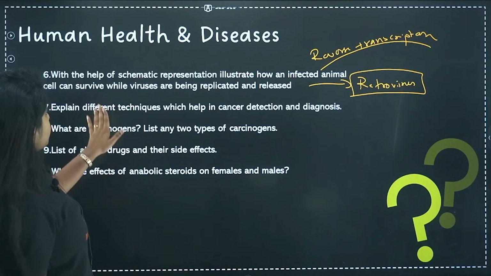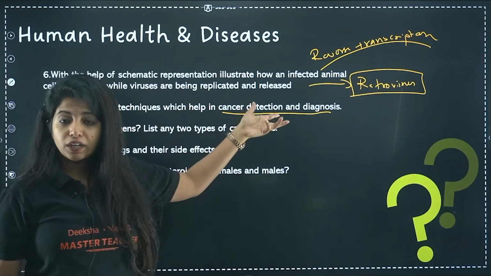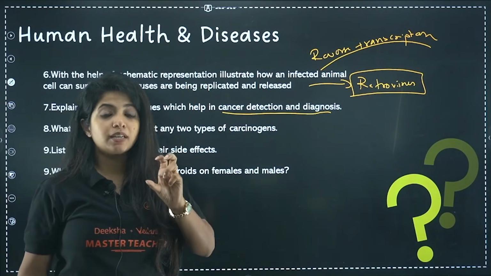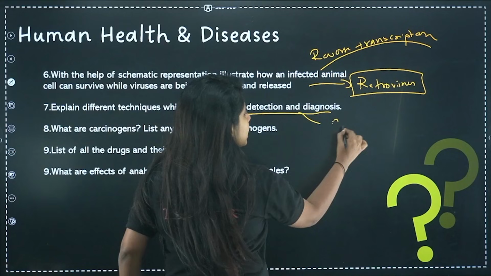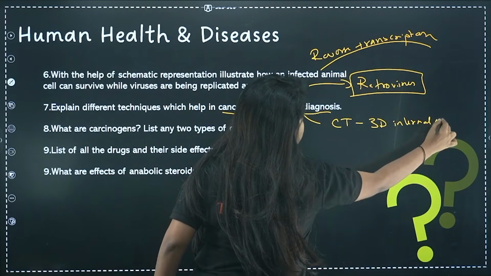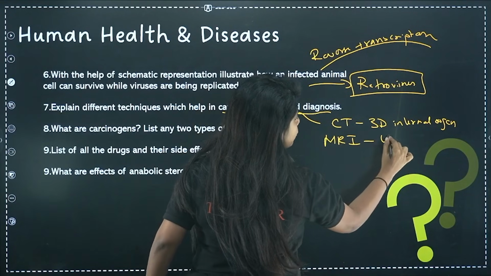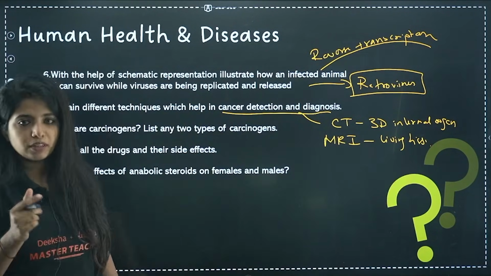Now, explain different techniques which help in cancer detection and diagnosis. You have to talk about different techniques, and if they are asking which one helps in obtaining the 3D structure of internal organs, it is CT scan. CT scan is for 3D structure of internal organs. Now, ma'am, I want to examine living tissue. MRI is there for examining living tissue. Please know that. All these small things.